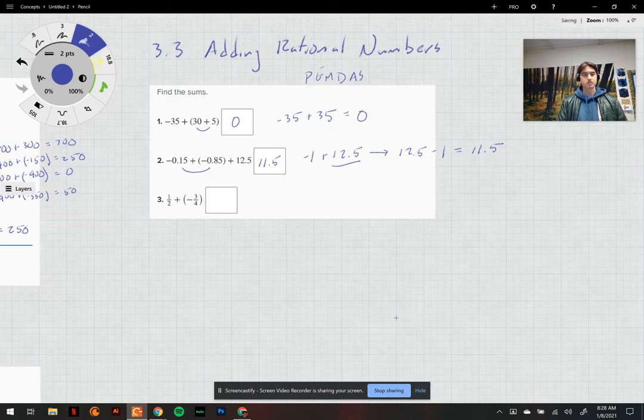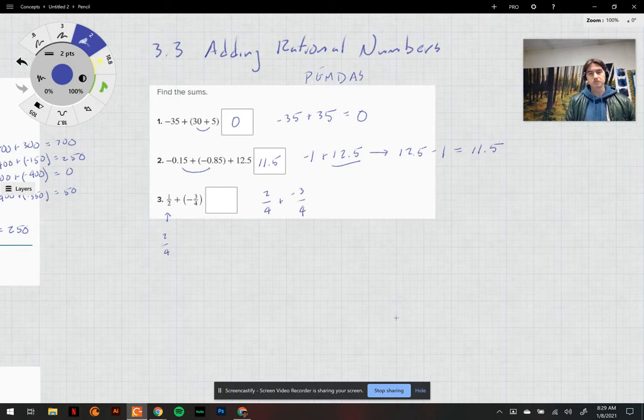All right, next one. Now we have fractions, but they're pretty easy fractions. So it's 1/2 plus negative 3/4. Okay, I want to make them into the same denominator, so I need to change my 1/2 to fourths. So 1/2 is equivalent to 2/4. Okay, so now I can rewrite it as 2/4 plus negative 3/4.